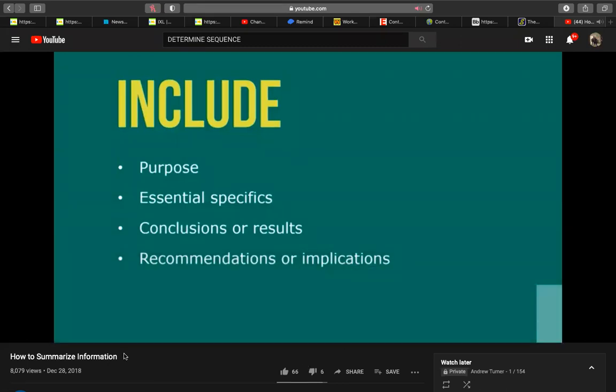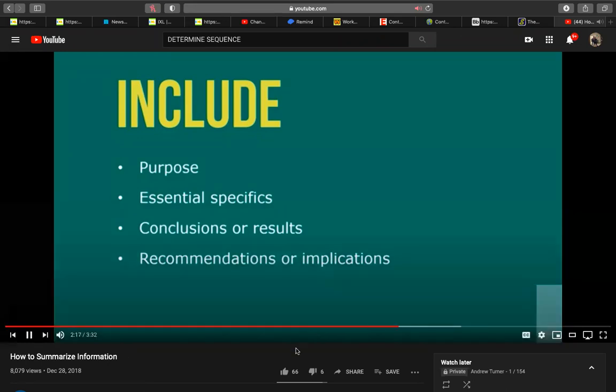Conclusions or results. Emphasize what the final vote was, the results of the test, or the proposed solution to the problem. Recommendations or implications. What are they? Where can they be carried out? And why are they necessary, or why will a plan not work?